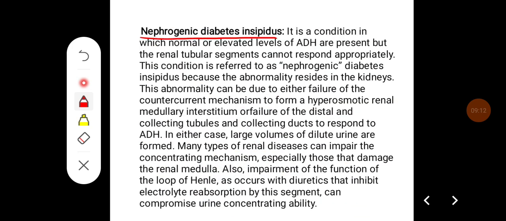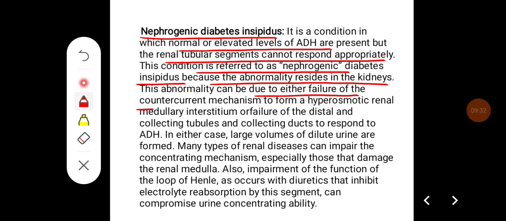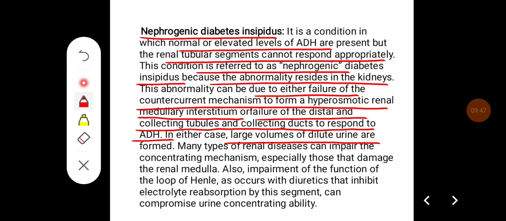Nephrogenic diabetes insipidus. In this condition, there will be normal or elevated levels of ADH, but the renal tubular segments cannot respond appropriately. So this condition is referred to as nephrogenic diabetes insipidus because the abnormality resides in the kidneys. This abnormality can be due to either failure of the countercurrent mechanism to form a hyperosmotic renal medullary interstitium, or failure of the distal and collecting tubules and collecting ducts to respond to ADH. In either case, large volumes of dilute urine are formed.